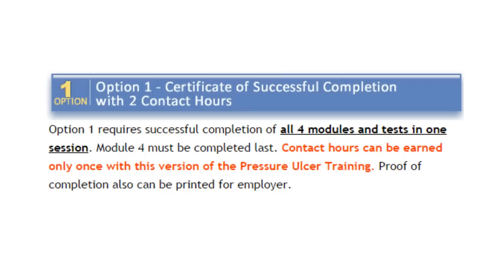Please select Option 1, Certificate of Successful Completion with 2 contact hours. Note, Option 1 requires successful completion of all 4 modules and tests in one session. Module 4 must be completed last.